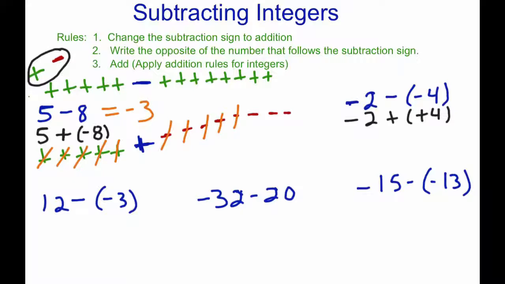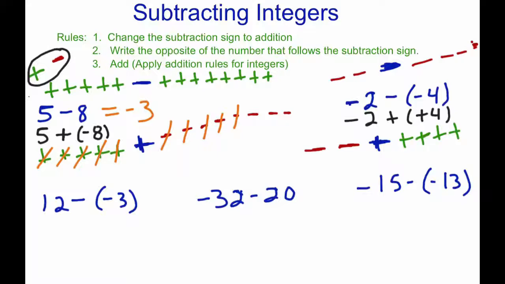Negative 2 minus negative 4, we have negative 2 minus a negative 4. Okay, we're going to change that into addition. The negative 2 remains negative 2. The minus sign changes to plus. And our negative 4 now becomes positive 4. 1, 2, 3, 4.